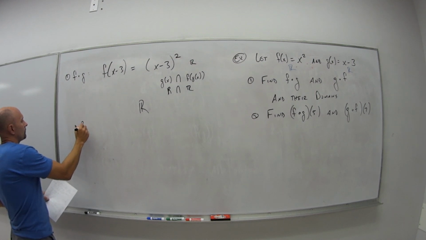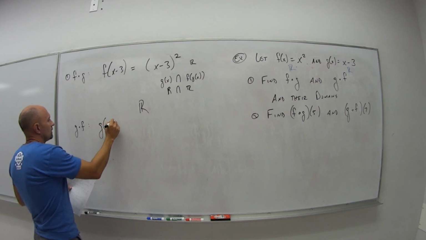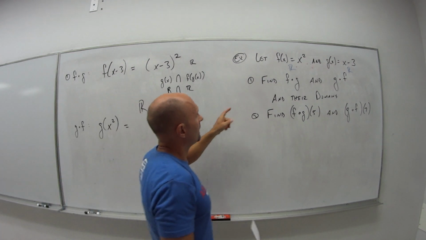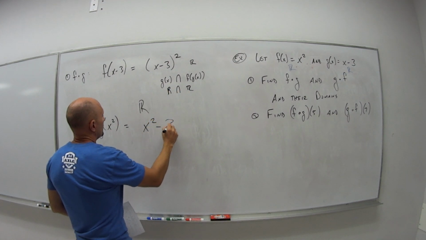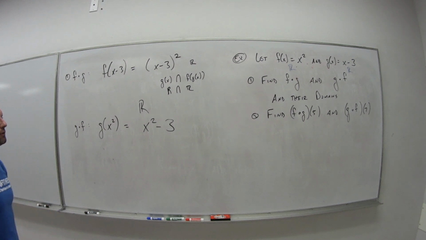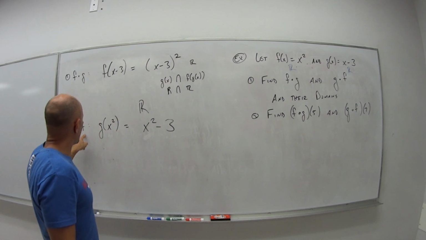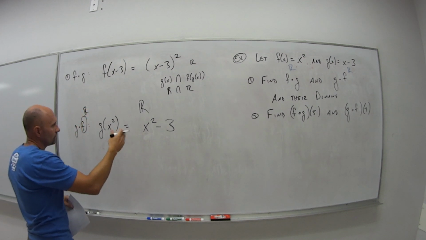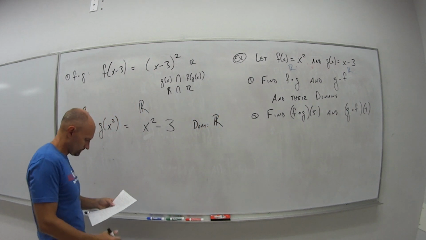How about g of f? Well, now I'm taking f, which is x squared, and plugging that into g. So I want g of x squared. I plug in x squared anywhere I have an x, and I get x squared minus 3. So you can see these are a little bit different. And again, this is all real numbers. Because I'm doing g of f, I'm worried about the domain of f. F is also all real numbers. So because these are all real numbers, the domain for this one would be all real numbers.